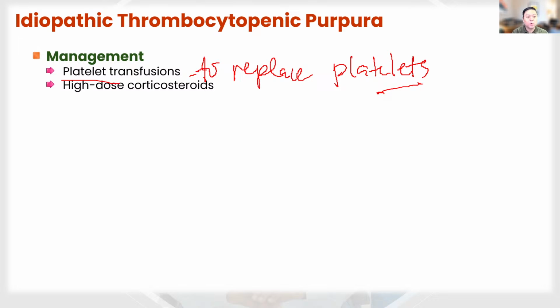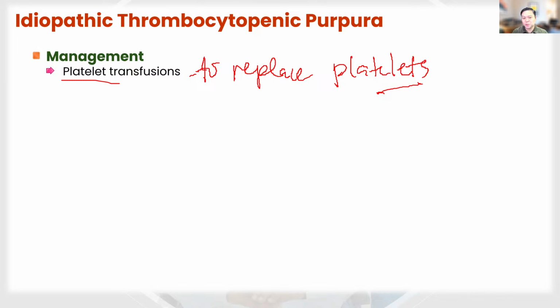How are we going to control the bleeding? There's many steps to control the bleeding. So possibly local measures, right? Like we're probably going to have to apply pressure to the bleeding site. We're also going to have to avoid invasive procedures if unnecessary, like venipunctures, so we're not going to cause some more bleeding into the system.